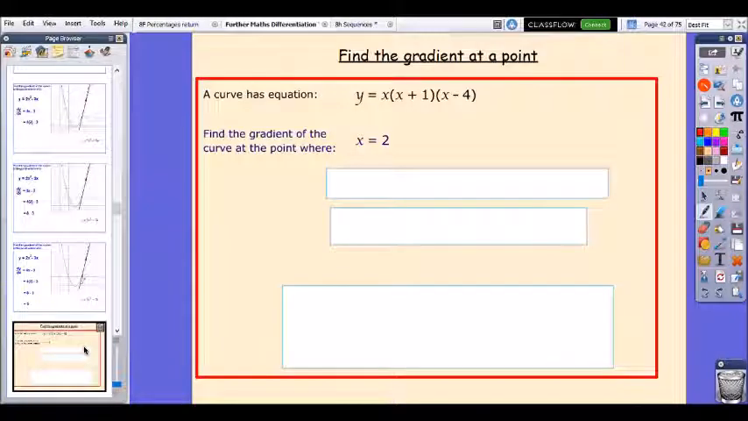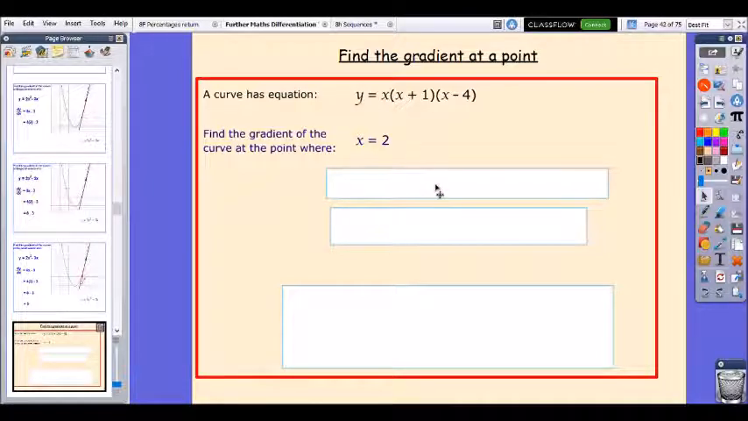Right, so let's try another example. So you're very welcome to just try this for yourself and pause the video if you want, or if you're not sure, please just leave the video running and I'll explain it. Okay, so we have a curve, and just like before, we're asked to calculate the gradient of this curve at a particular point. So our strategy is we're going to differentiate and then substitute in that value of x.